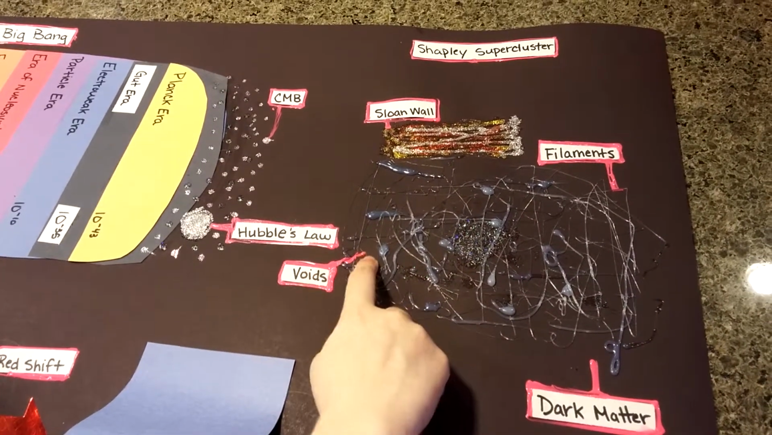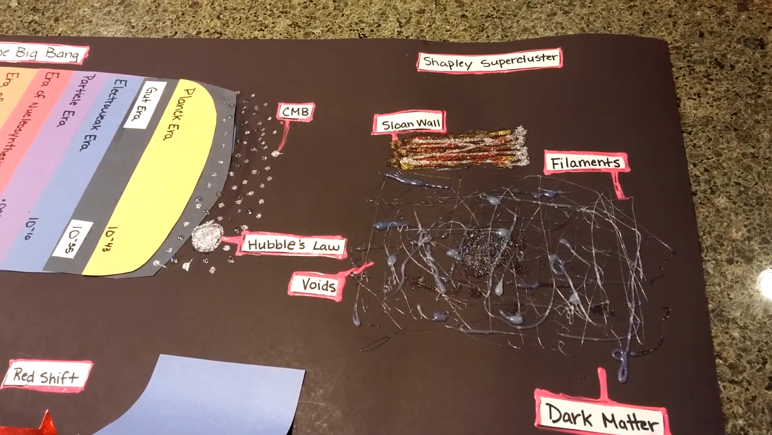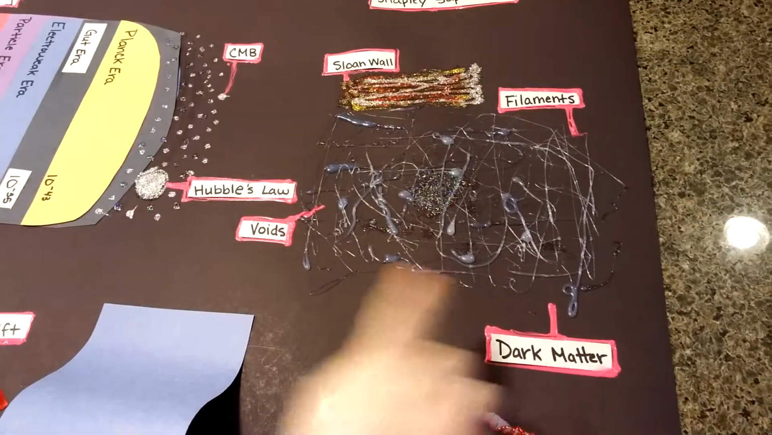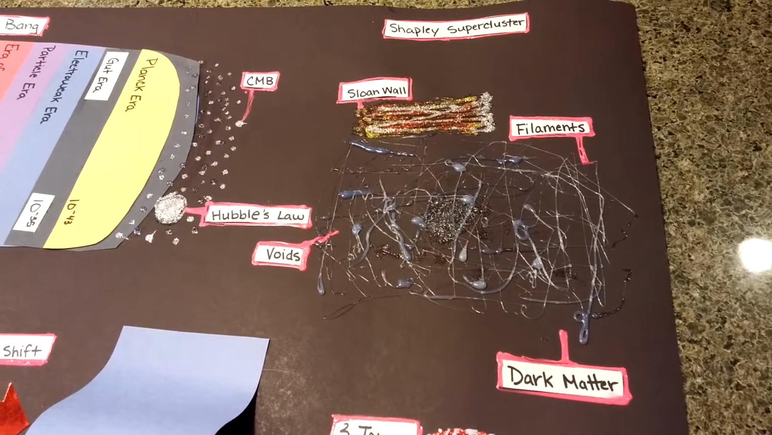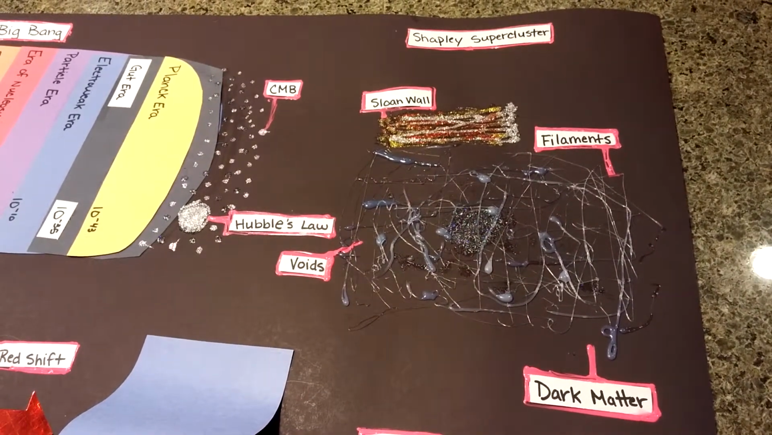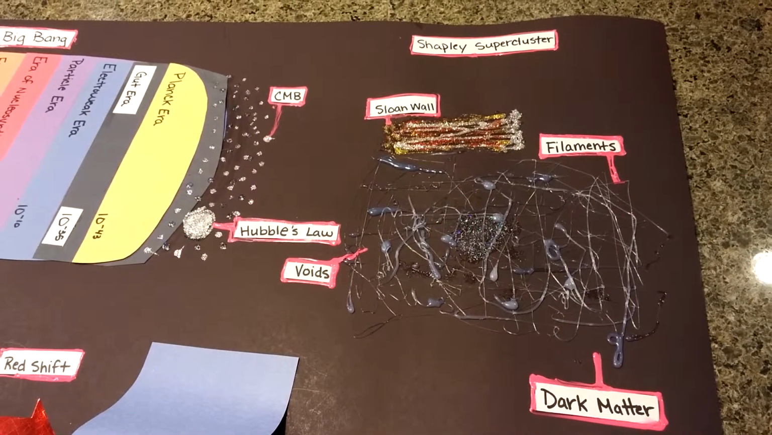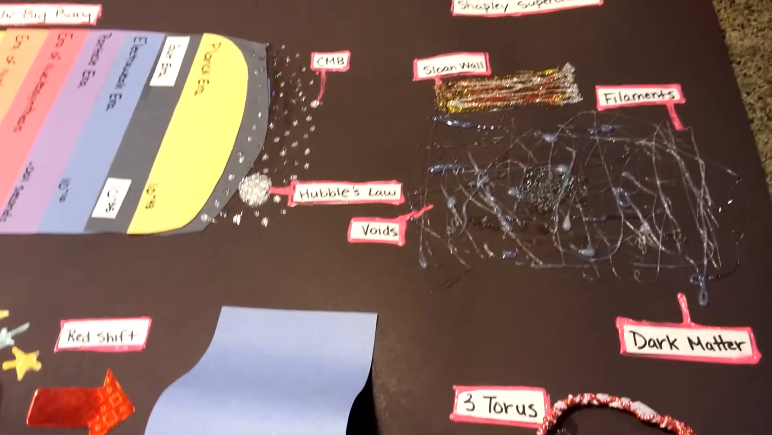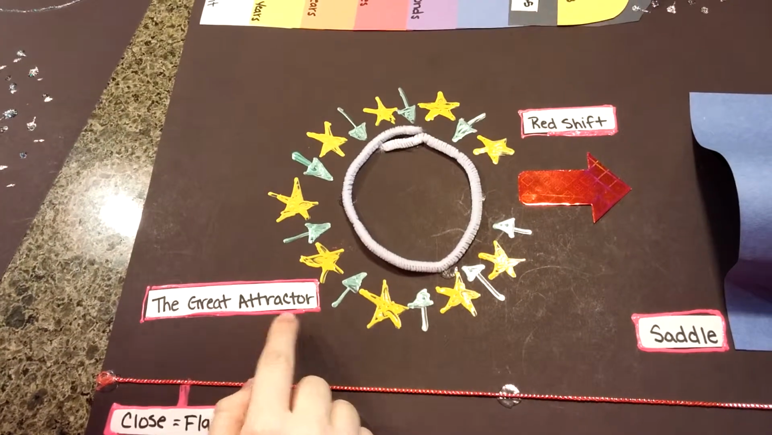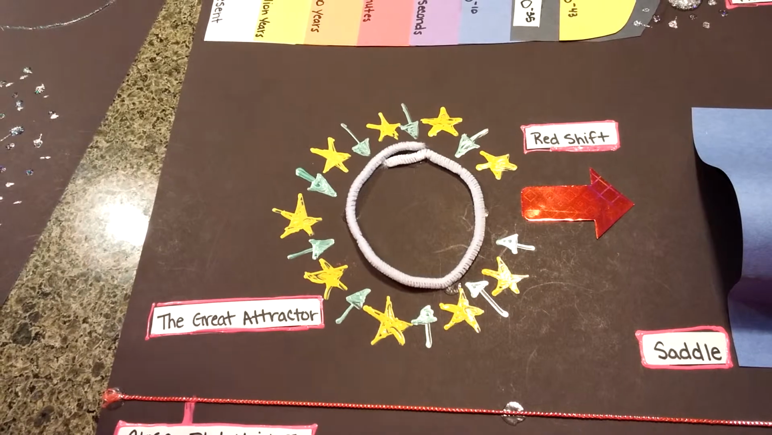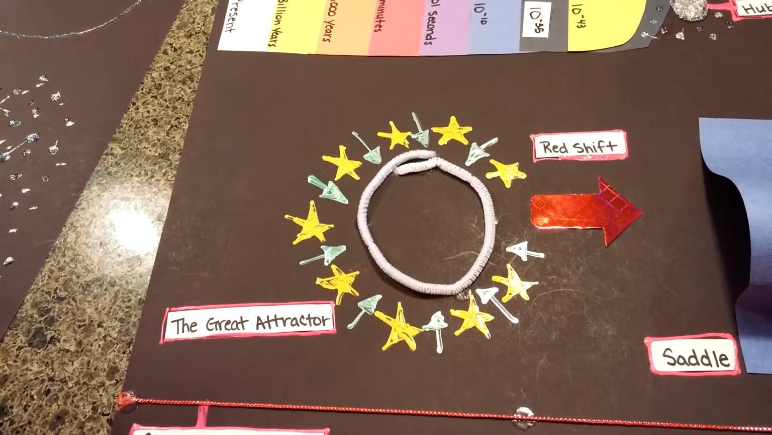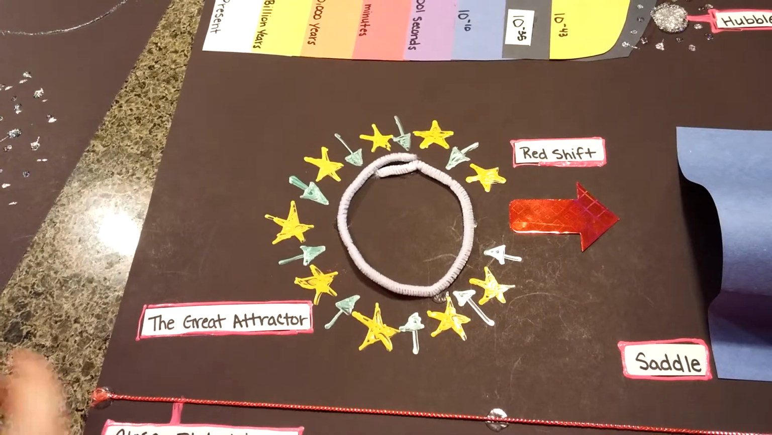And voids are the empty space. So voids are vast empty spaces between filaments. They contain few or no galaxies. And then dark matter's all around. Dark matter is a kind of matter that cannot be seen but accounts for most of the matter in the universe. Dark matter is thought to surround the outside of the galaxies in the halo. And then over here we have the Great Attractor, and the Great Attractor is pulling our universe and other universes toward a specific part of space. It is about 150 million light years away.